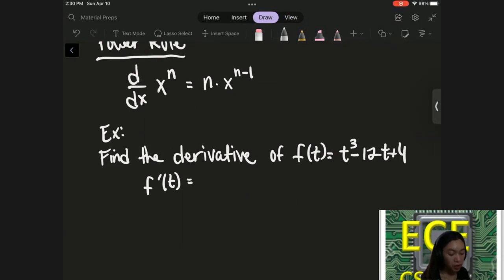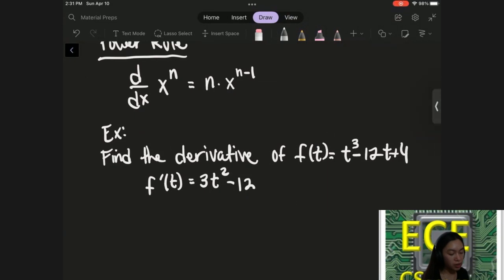So the first term, t cubed, will be the exponent 3 times t to the 3 minus 1, which is 2. And similarly, for the next term, minus 12t, the exponent here is 1, so it's just 12 times 1, which is 12, times t to the 1 minus 1, which is 0, so it's 1. And then the derivative of any constant is 0 because constants don't change, and a derivative is the instantaneous rate of change. So your answer is 3t squared minus 12.